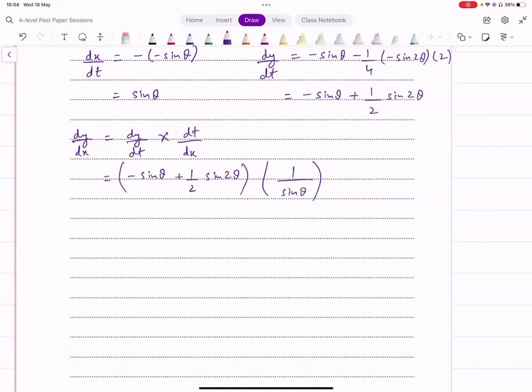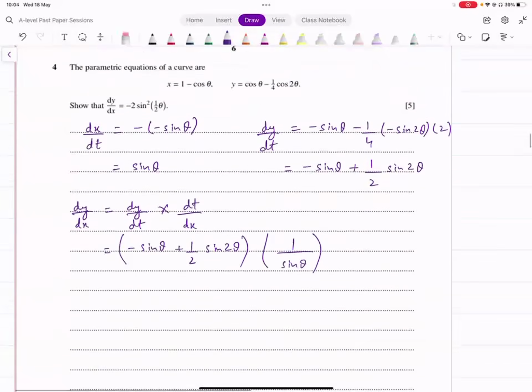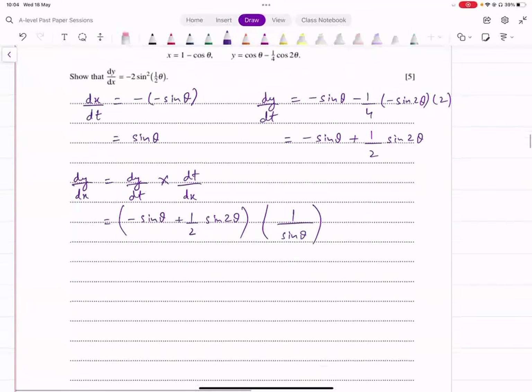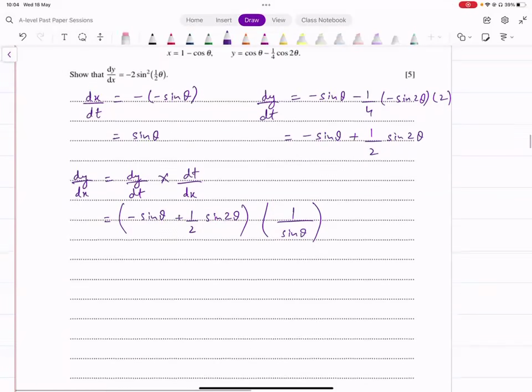ये आपके पास dy over dx आ गया. अगर उसने सिर्फ डिफरेंशिएट करने के लिए कहा होता, हम इसको थोड़ा सा सिंप्लीफाई कर देते, and you could leave it like that. But you're basically asked to show something, show a specific form. आपको ये form exactly इस तरह से show करनी. So you can't leave it like this, right? You can't leave it like this. आपको क्या करना पड़ेगा? उस form में convert करना पड़ेगा.